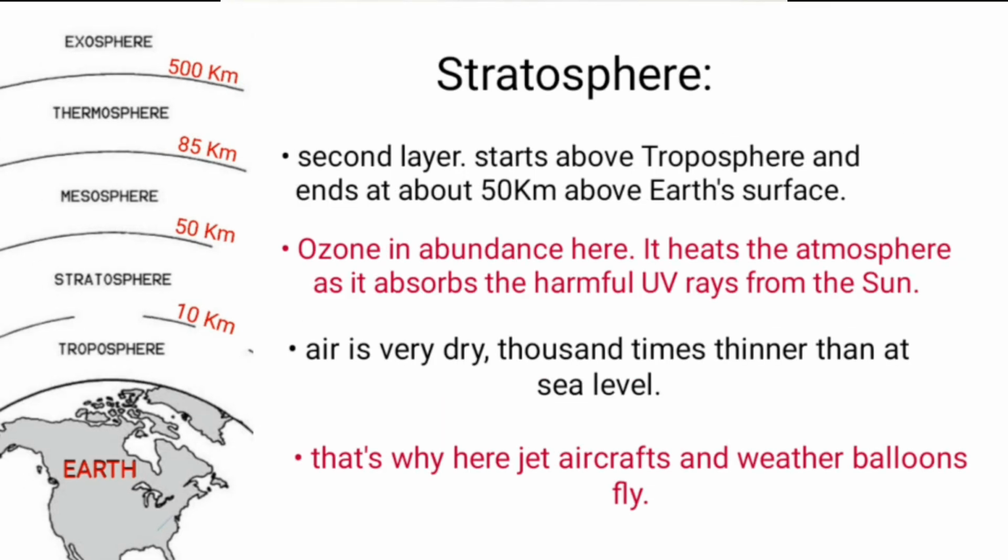Stratosphere, as clear from the picture, is the second layer, which starts above troposphere and ends at about 50 km above the Earth's surface. Here, ozone is in abundance and forms an ozone layer. It heats the atmosphere as it absorbs the harmful UV rays from the sun, which can cause skin cancer in humans. Air is very dry here, 1,000 times thinner than it is at the sea level. That's why here jet aircrafts and weather balloons fly.